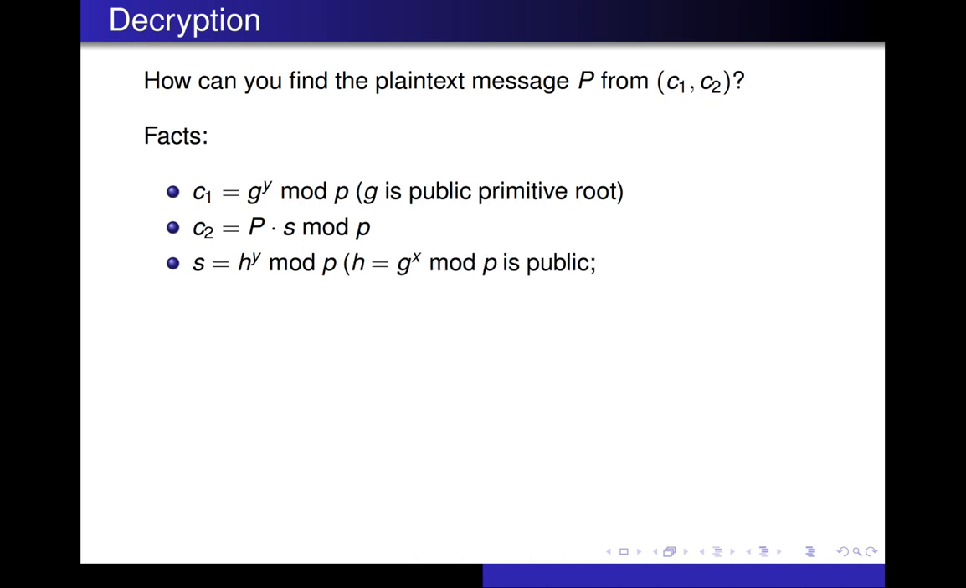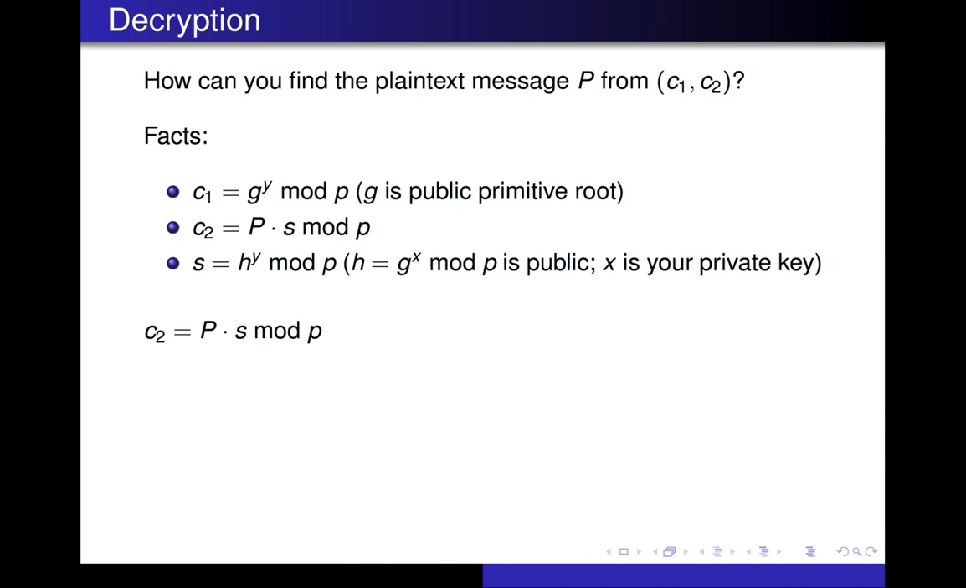And just to remind you, H was equal to G to the X, so we know how we got H, right? Because we made the encryption system. And just remember, X is the private key that only we know. Nobody else knows. Nobody can use it to decrypt any messages.